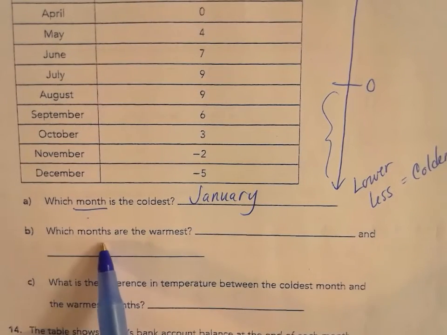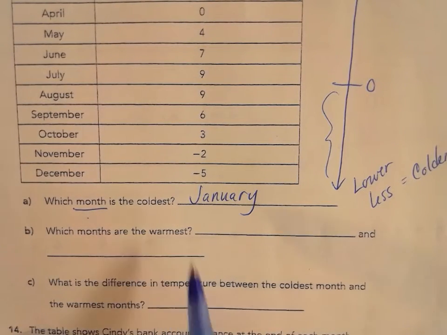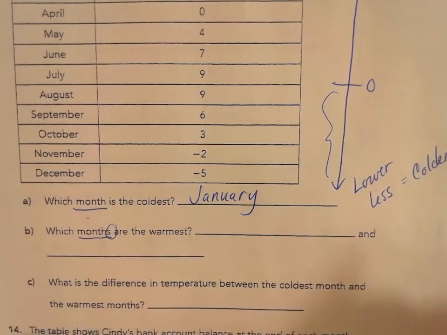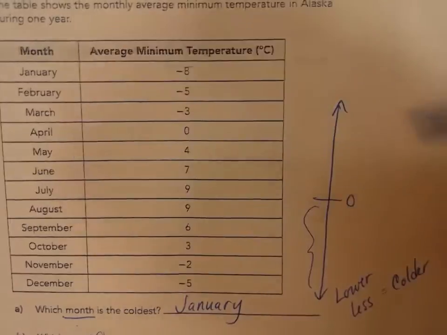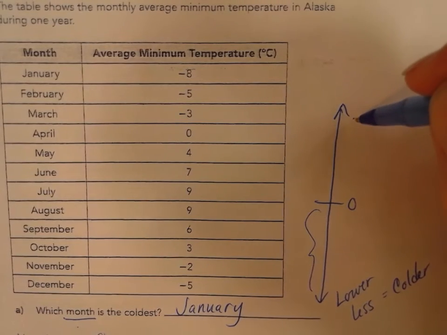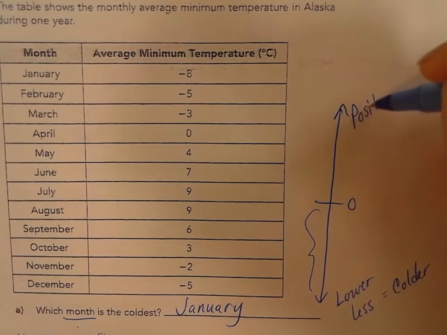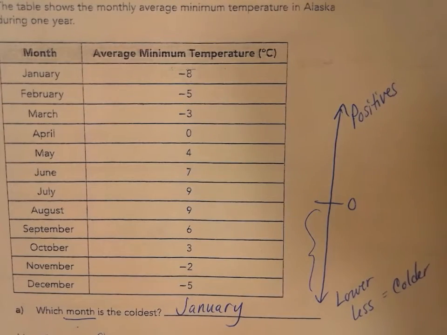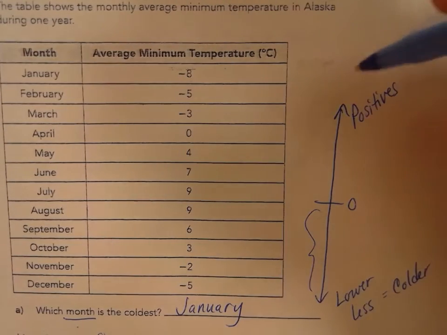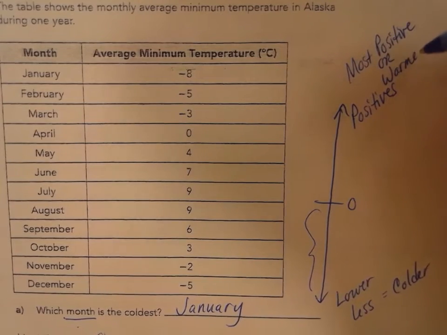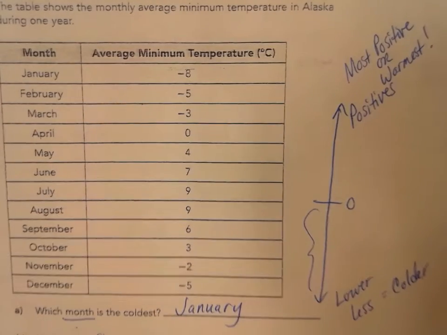Part B, which months are the warmest? That's interesting, it said months. Like there might be more than one. Now I'm looking for the warmest temperature. So if I move up on my vertical number line, or heading this direction towards the positives, I'm looking for the most positives, right? So the most positive, or the greater value, or in this case they even use the word warmer. Maybe warmest, okay?